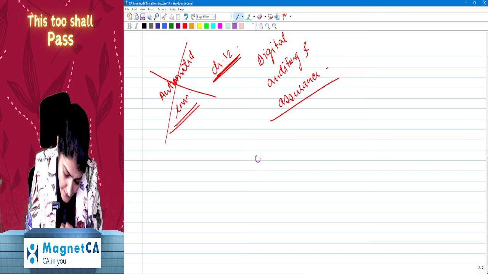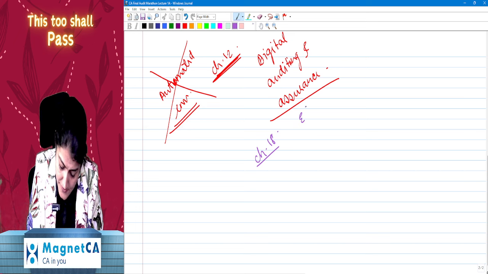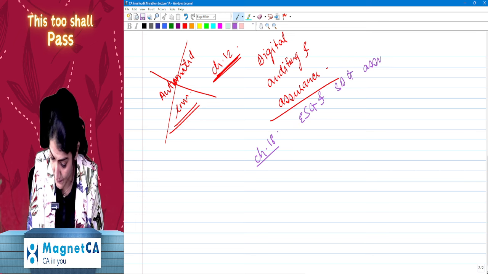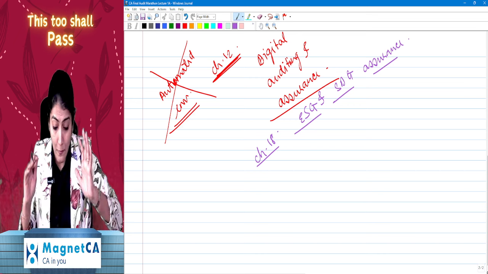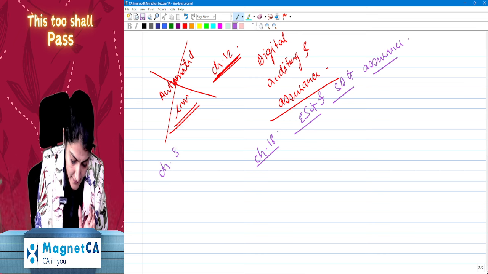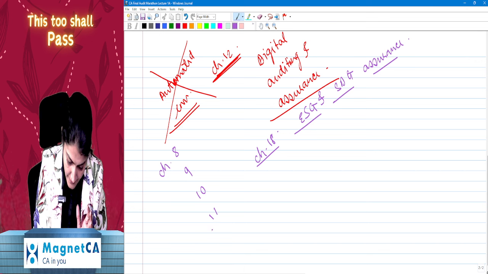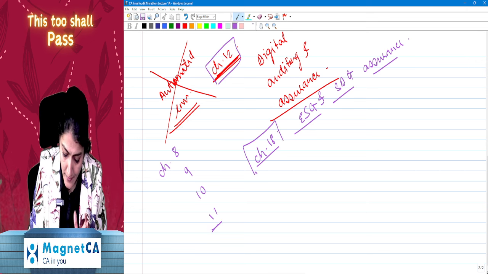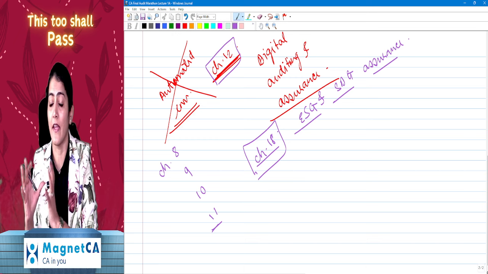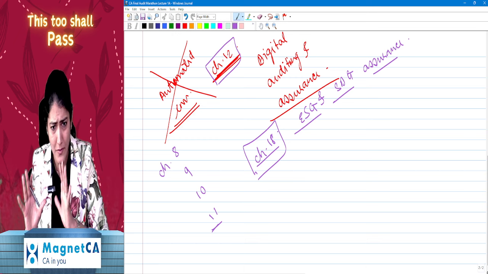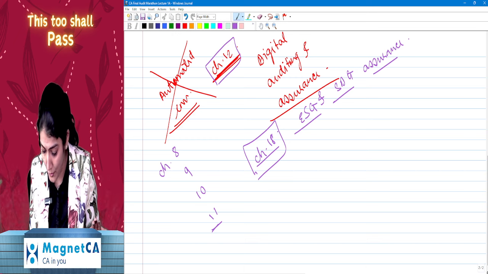And then after that, we have chapter number 18, which is regarding the ESG and the SDG assurance, the environment, social governance, and the sustainable development goal assurance. So brand new are the chapters 8, 9, 10, 11, and then the 12 and 18. So these are six new chapters in your syllabus, which is applicable for May 24 onwards.